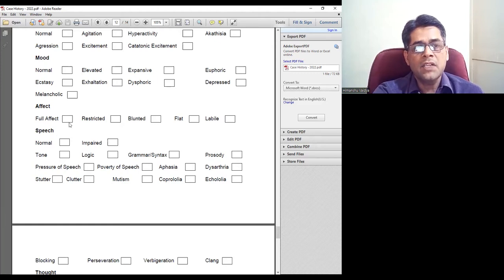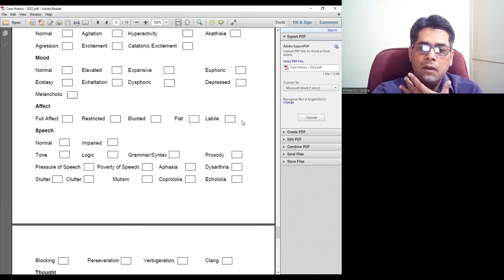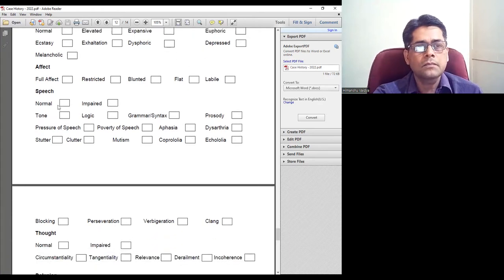Affect. Was he able to express full affect related to what he was saying, or was it restricted, even more restricted, blunt, or labile? Labile means it keeps changing on the face. Emotions keep changing on the face. Labile. Speech, was it normal or impaired? If impaired, then how was it impaired? So these are all impairments of speech. Whatever applies, you just tick it.